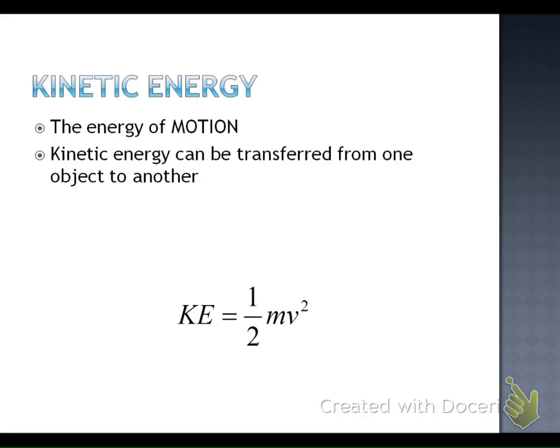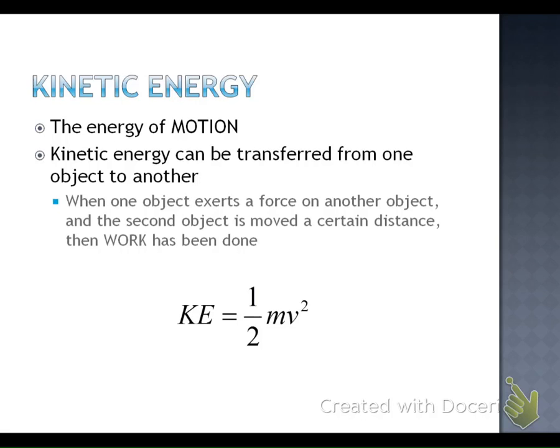Kinetic energy can be transferred from one object to another. Do we have any idea as to how that could happen? How can I transfer kinetic energy from one thing to another? Yeah, like a collision, okay, exerting a force on something. So if one object exerts a force on another object, the second will then have a distance that it's traveled, if the force is great enough, which means work has been done. So energy has been transferred there.